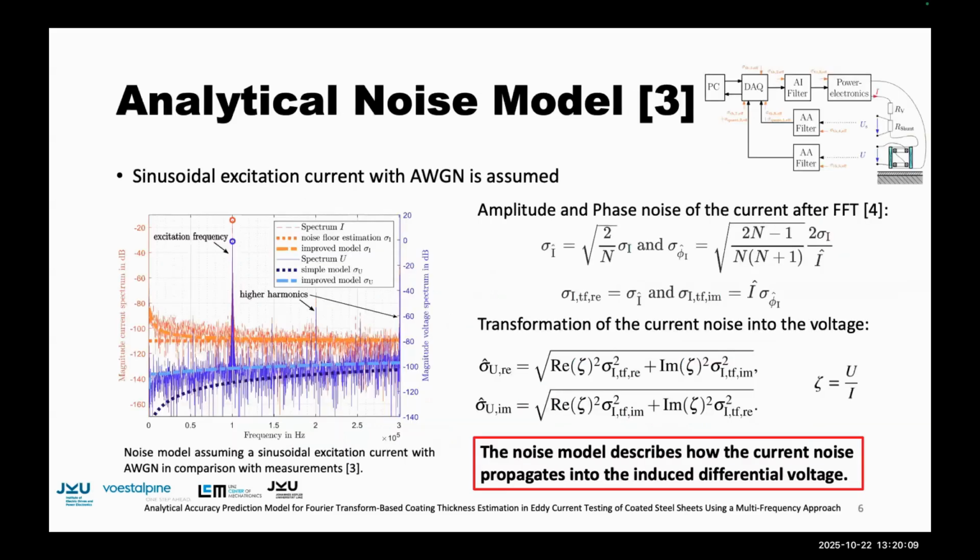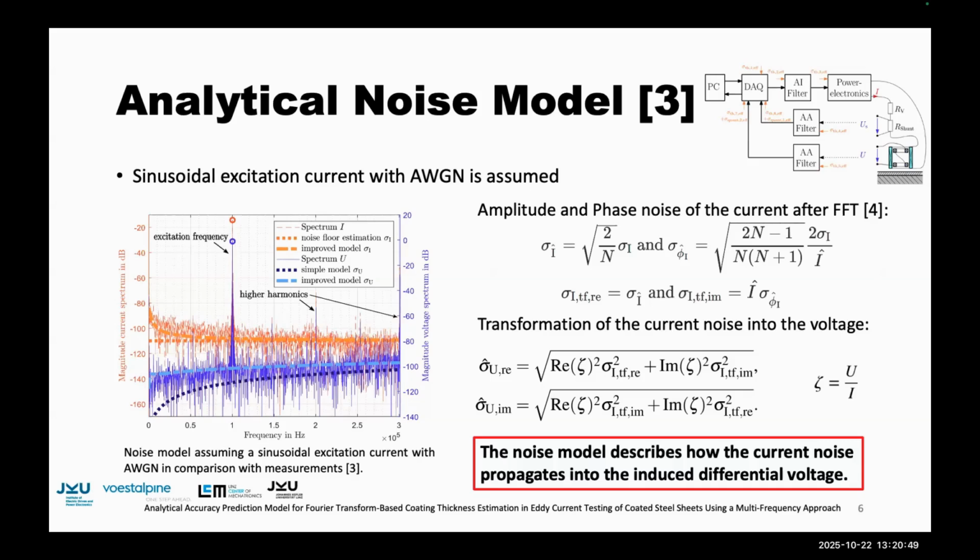As already mentioned, the noise in the measurement impacts the uncertainty in the coating thickness estimation. Therefore, an analytical noise model is necessary. In this context, the sinusoidal excitation current with additive white Gaussian noise is assumed. And then the amplitudes and phases are estimated via FFT, which leads to these formulations for the standard deviation of the amplitude estimation and the phase estimation, in dependence of the number of acquired samples and the noise.